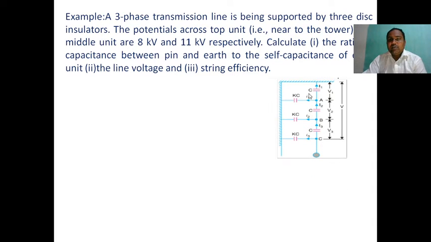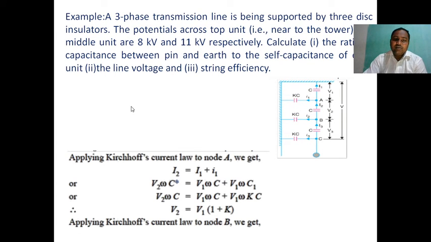So this is the diagram: three insulators, and definitely three shunt capacitances, three mutual or self capacitances. In the given data, applying Kirchhoff's law at node A, I2 is equal to I1 plus I1'. So we get the expression V2 is equal to V1 of (1 plus K). What about the K value? They have not given the K value. Find the K value first.